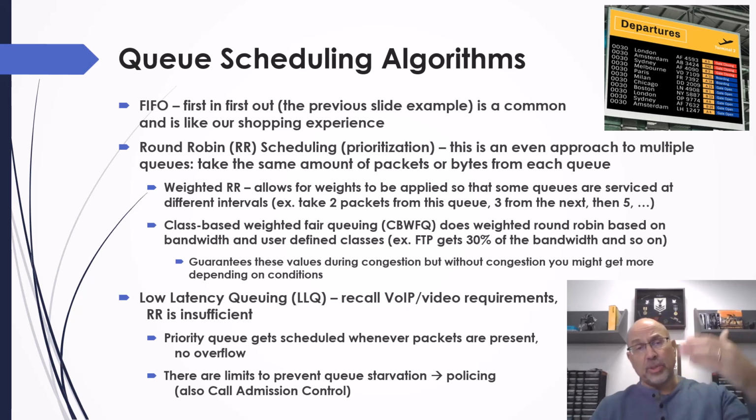Now, if we have multiple queues, and we say, I'm going to take one from that queue, then this queue, then this queue, and then go back to the beginning, and then so on, that's just round robin. So round robin says, I'm just going to do same prioritization for everybody and just rotate through.